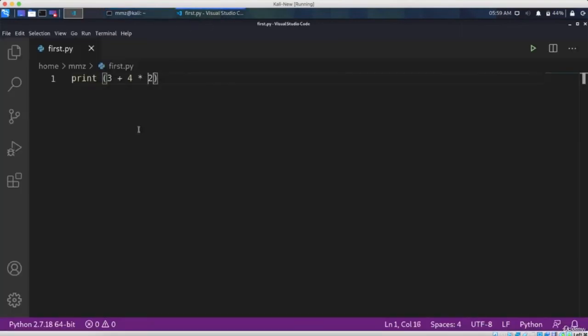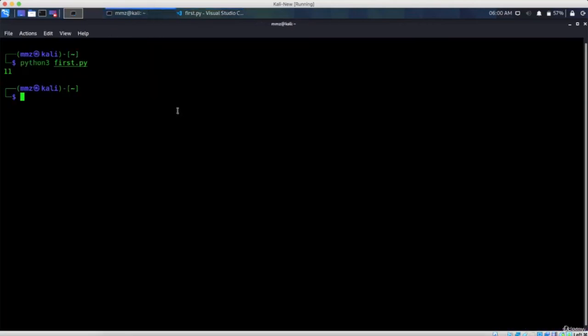Now if I type brackets here, like this, you can see that it is 3 plus 4, which means 7. 7 multiplied by 2 is 14. So if I run it, yeah, it is 14.